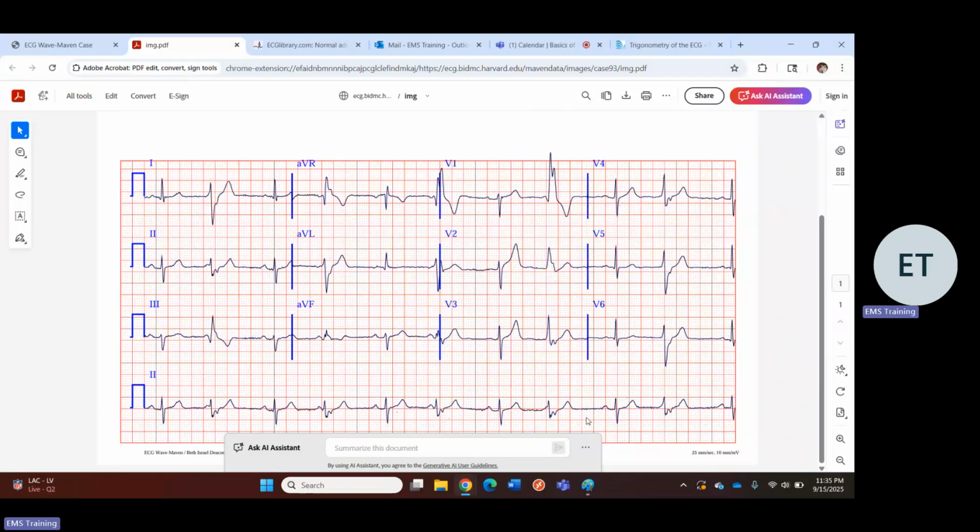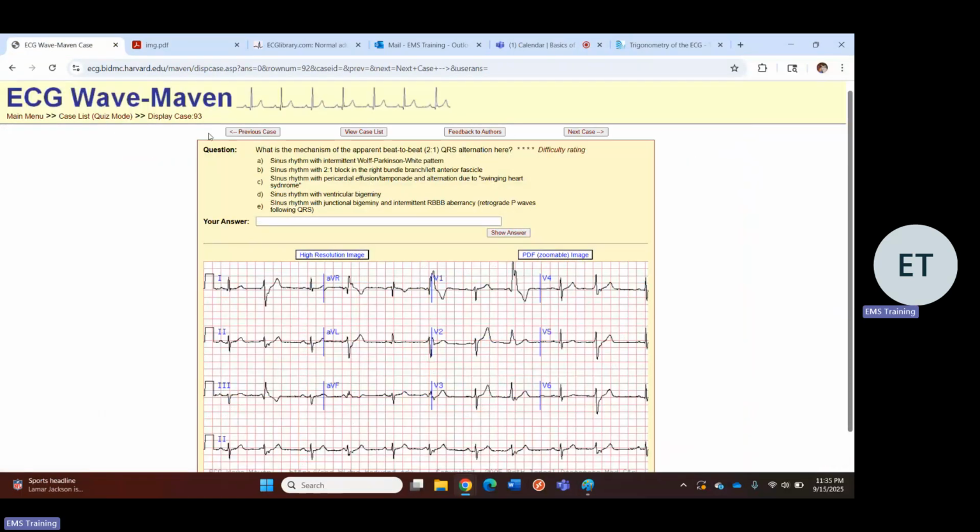It looks like there's independent atrial activity here on every one of these. So these would be capture beats, these ones, because they're capturing. And these ones would be fusion beats. But it looks like there's two P waves almost back to back. That's so strange. All right, we've got to look. What is the mechanism of the apparent beat to beat 2-to-1 QRS alternation here? Oh boy. Sinus rhythm with Wolff-Parkinson-White.